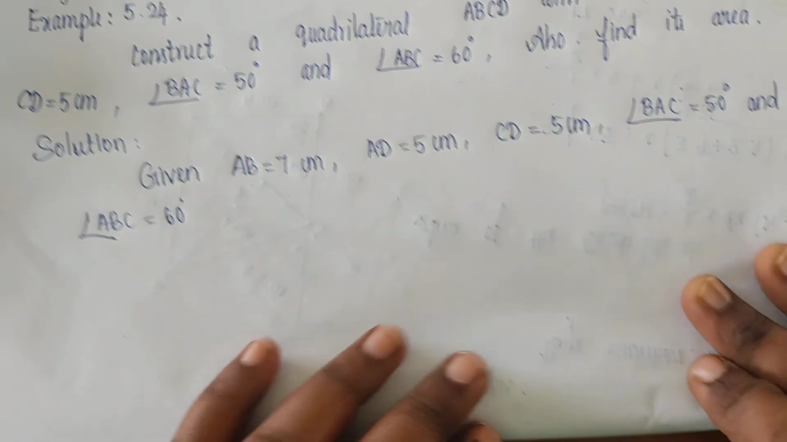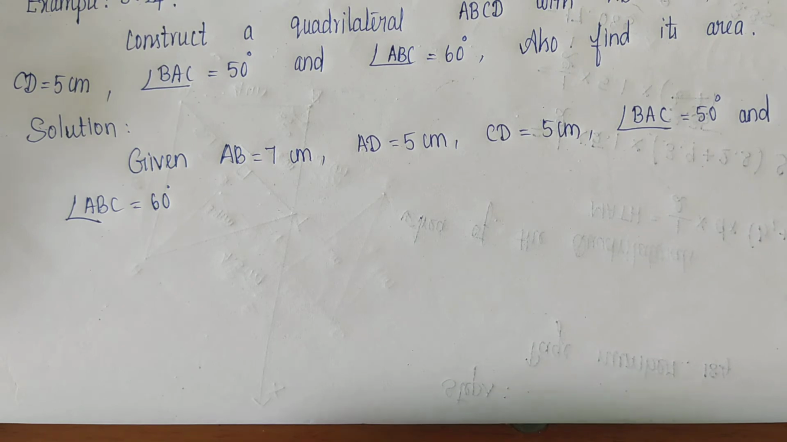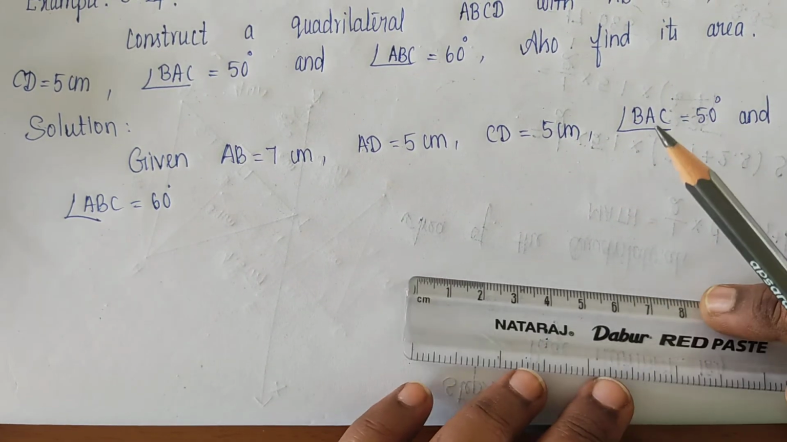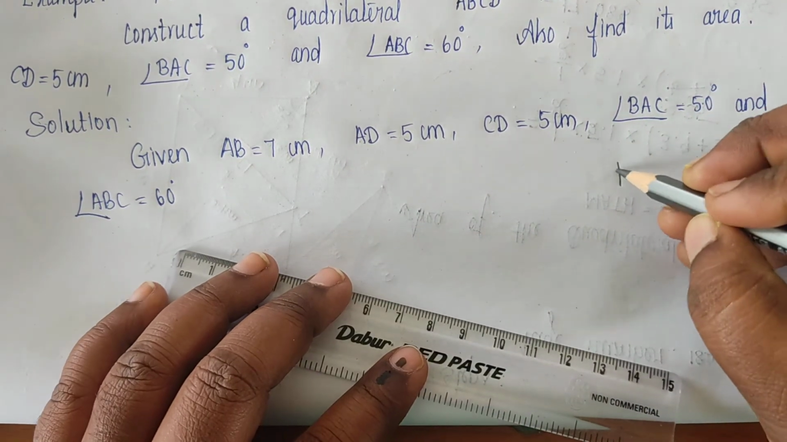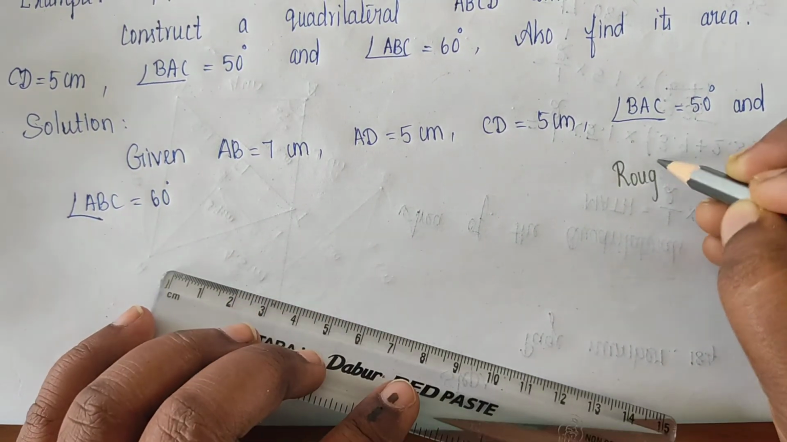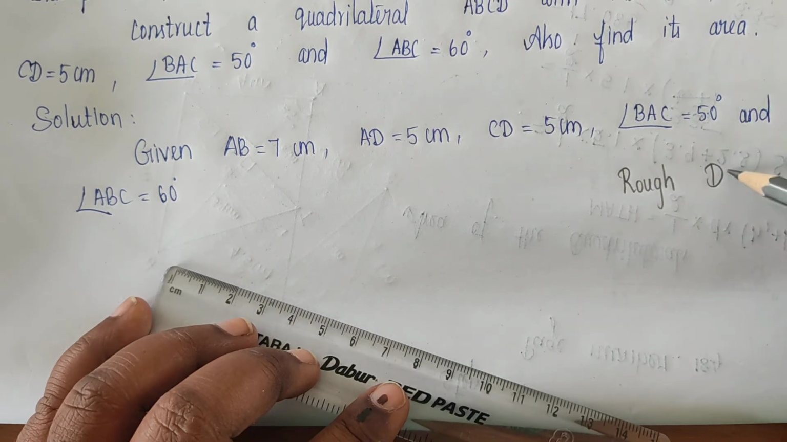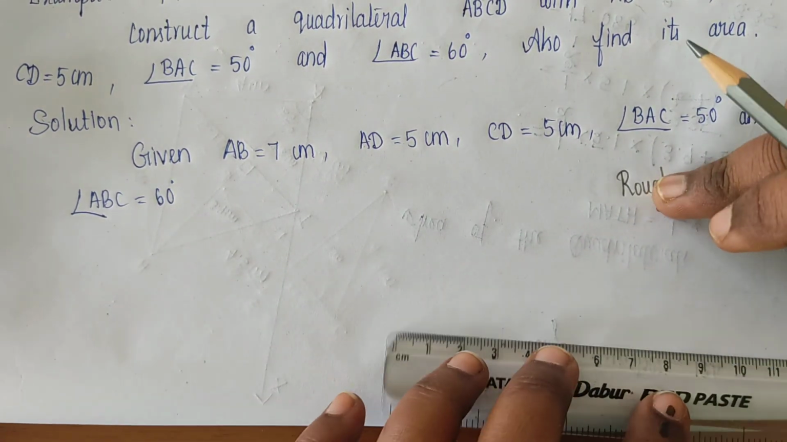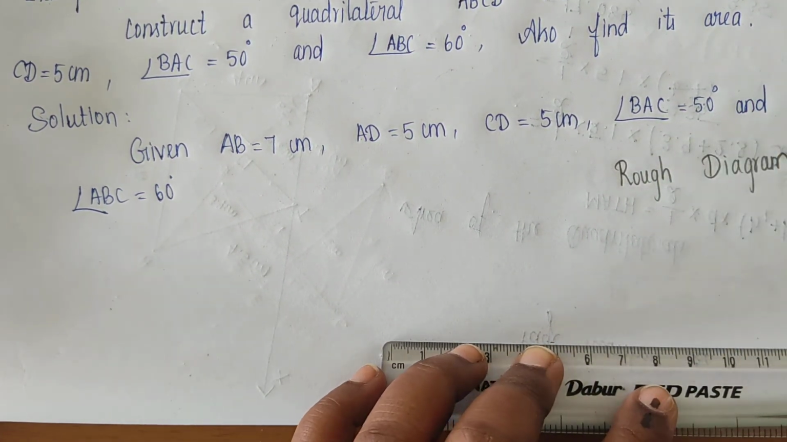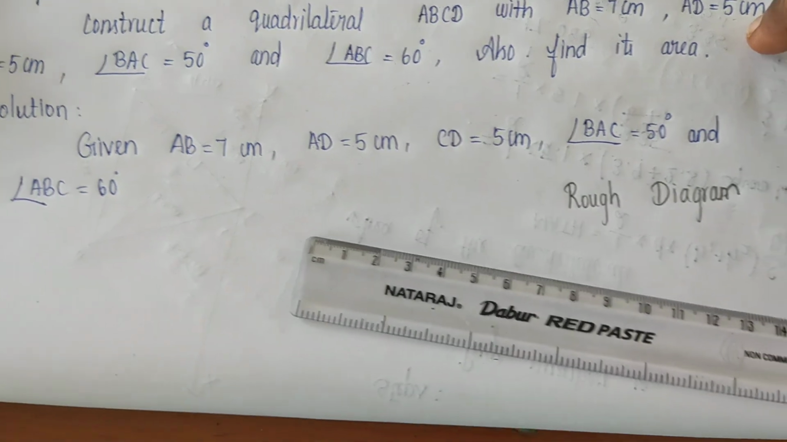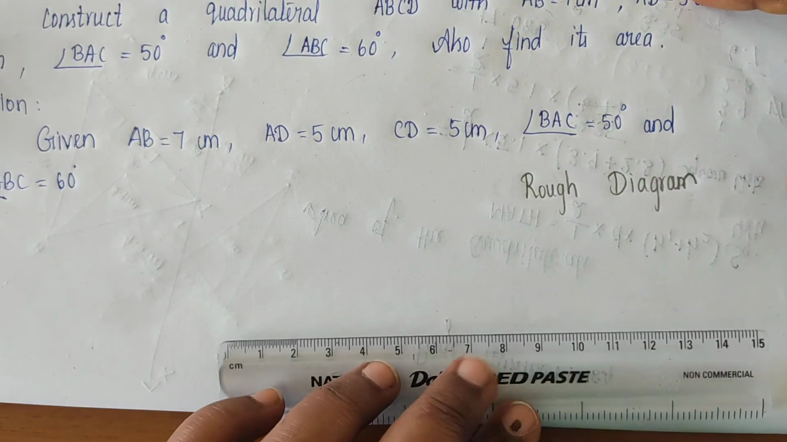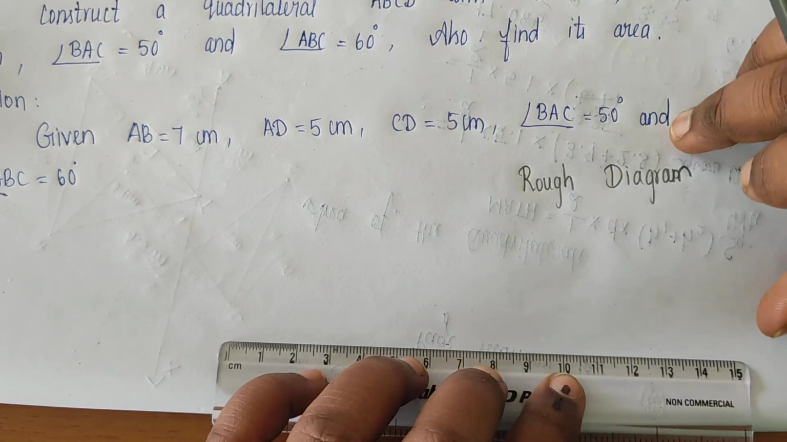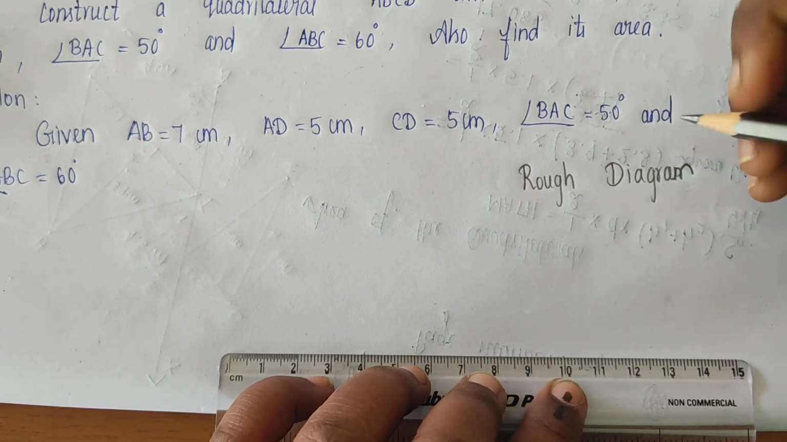Next one, draw a rough diagram. Using the scale, draw a rough diagram on the right hand side. Okay, students? Rough diagram. Students, can you see the page? Look at the rough diagram.